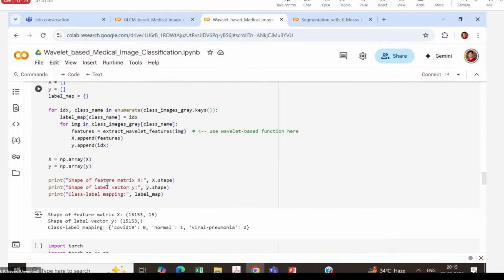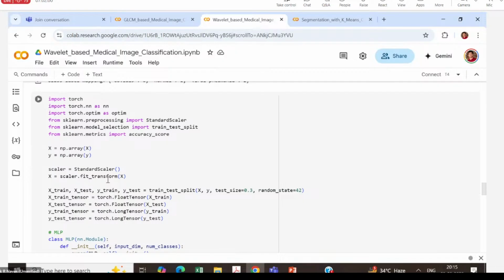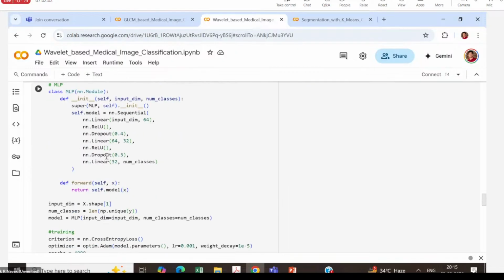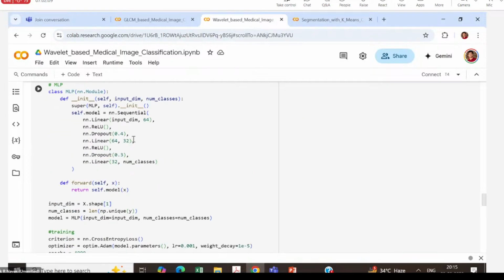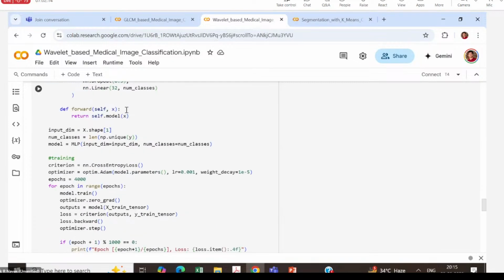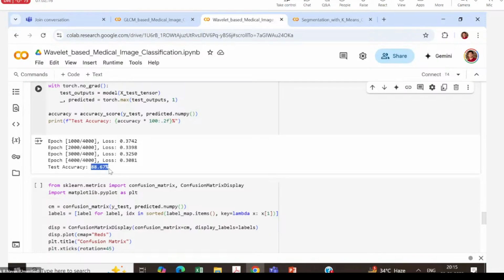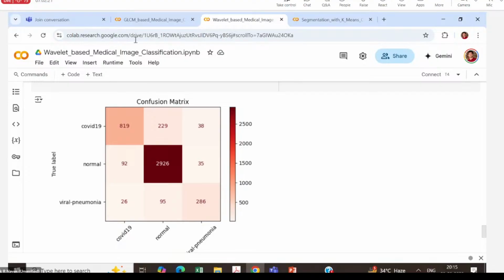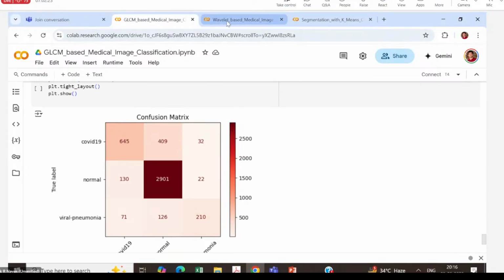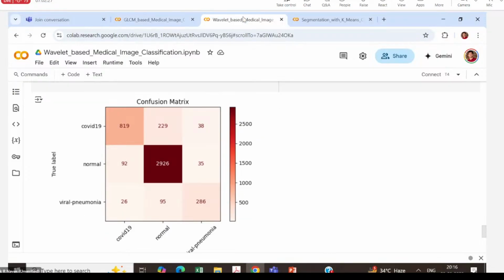And if I pass the same number of features to the same classifier, that is a multi-layer perceptron or feed-forward neural network, having 5 neurons in the input layer, 64 neurons in the first hidden layer, 32 neurons in the second hidden layer, and 3 neurons in the output layer, what I'm getting is an improved result here, 88.67. Let me show you the confusion matrix. The previous confusion matrix was this one. If you compare this with this, more samples are correctly classified using the wavelet-based features compared to the GLCM-based features.